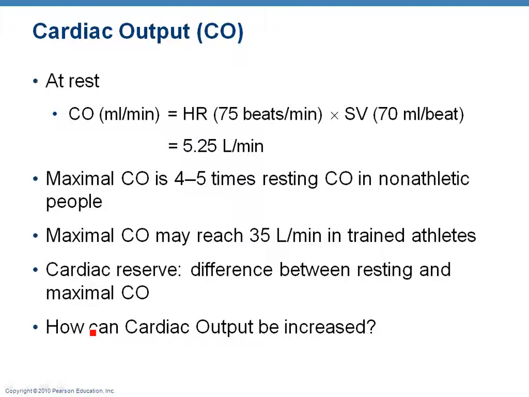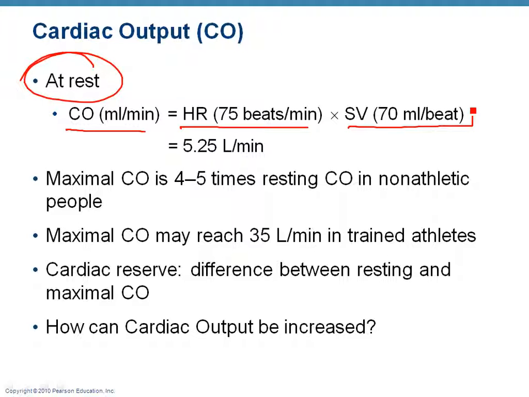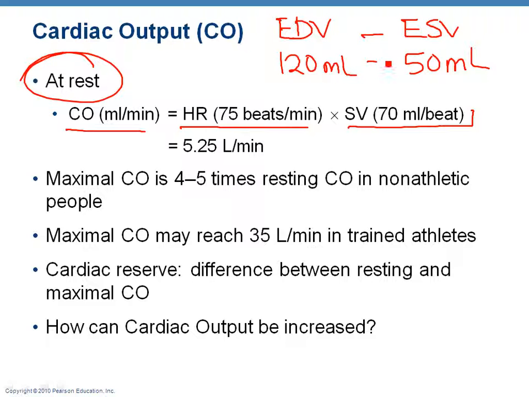Let's move over here and look at a pretty simple calculation. At rest, in an average adult, at rest, this is important. Average adult heart rate is about 75 beats per minute. Earlier, we saw that a typical end diastolic volume in an adult is about 120 mils, minus your end systolic volume in the ventricles, which is typically about 50 mils left over. 120 minus 50 gives you 70 mils per beat.